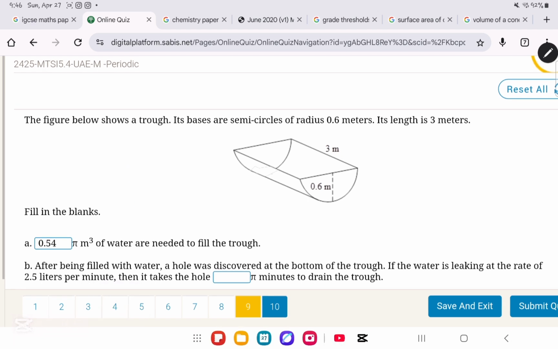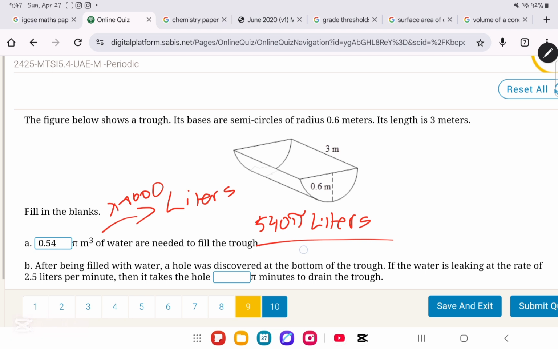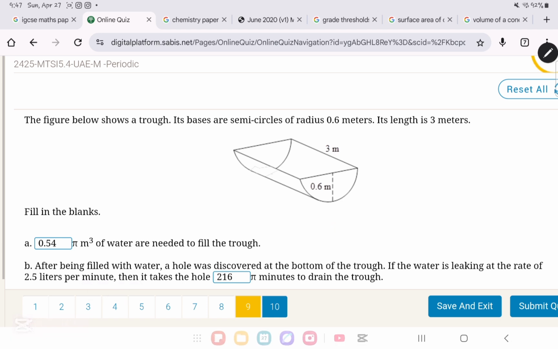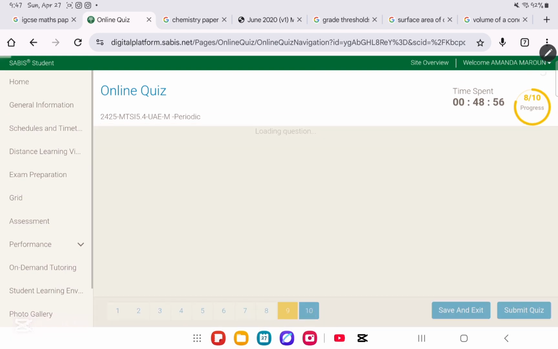We move on to part B. In part B, it says, after being filled with water, a hole was discovered at the bottom of the trough. If the water is leaking at a rate of 2.5 liters per minute, then it takes the hole how many? Okay. Very simply, to move from meters cubed to liters, we will need to multiply by 1,000. So 0.54 pi meters cubed is 540 pi liters. Now you're going to divide this by the rate, how many liters per minute? So 2.5 liters. So 540 divided by 2.5, you will get 216 pi minutes. So it will take 216 pi minutes for the hole to drain all of the water.